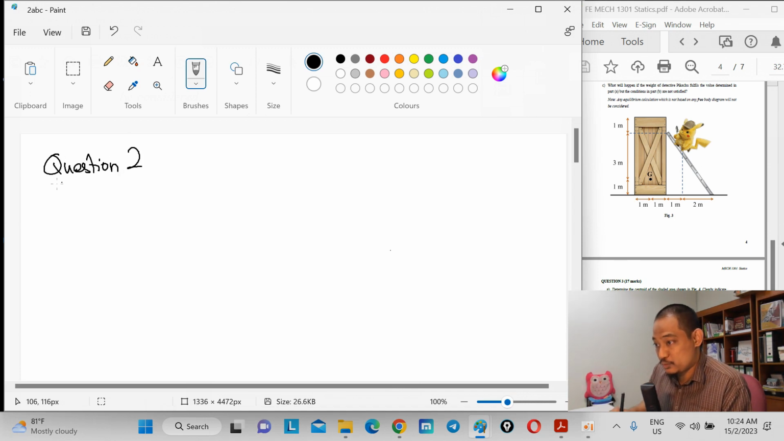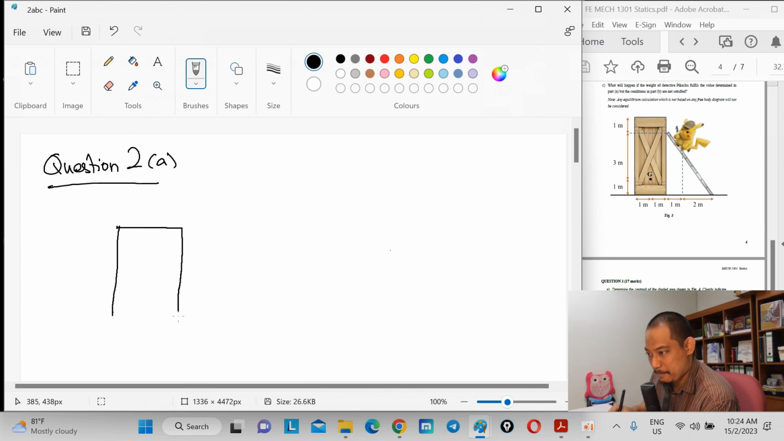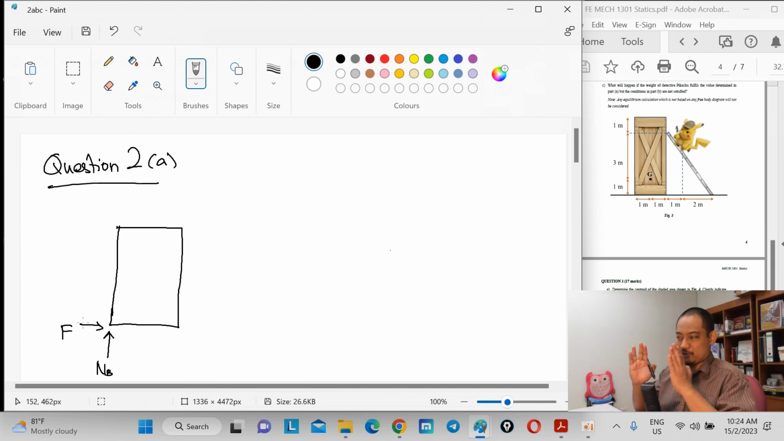Question 2. We start with 2A, right? So the box is about to tip over, so we'll draw the free body diagram of the box first. When it is about to tip over, it means the normal reaction is already there, right? Let's call this the normal of the box. The friction is in this direction, of course, because the box tends to be pushed that way, so the friction counters it, and it's about to tip over that way. That's why N is there.